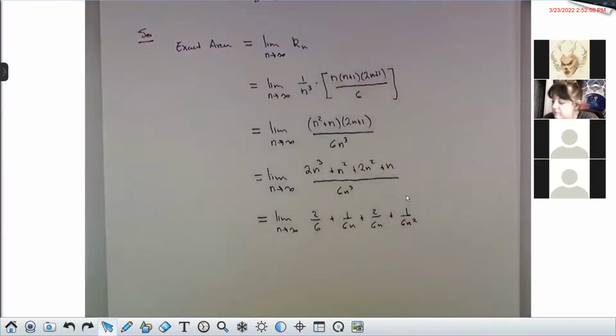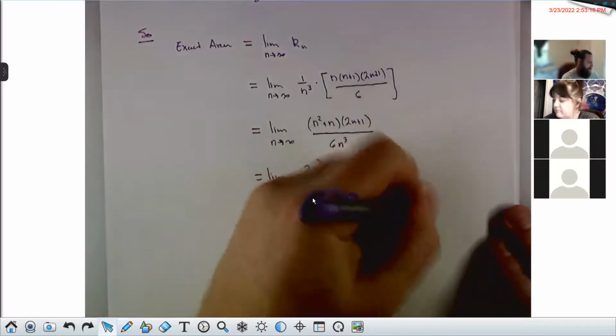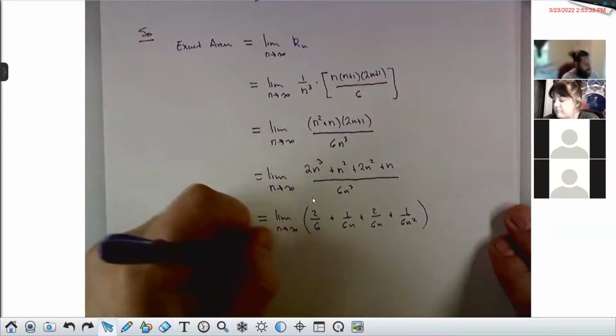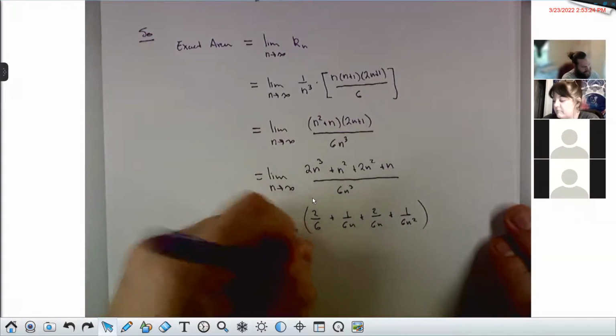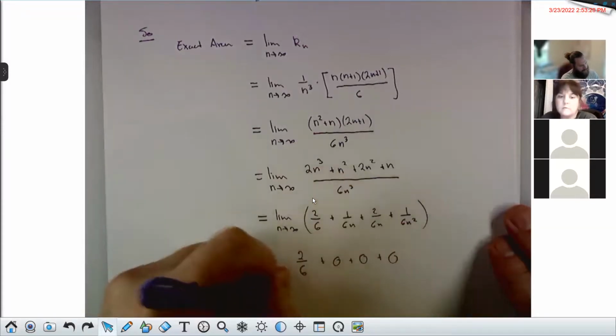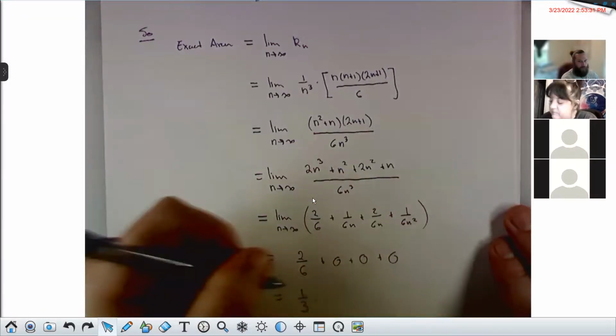All right, really, I'm just splitting up the fraction, right? This over the bottom plus this over the bottom plus this over the bottom. I can get away with this because the bottom only has one term. More generally, you remember back when we talked about these limits in 2.6, we would divide top and bottom by the fastest growing term. That's the same thing. All of these, 1 over 6n, 2 over 6n, 1 over 6n squared, go to 0. So this is 2/6 or 1/3.